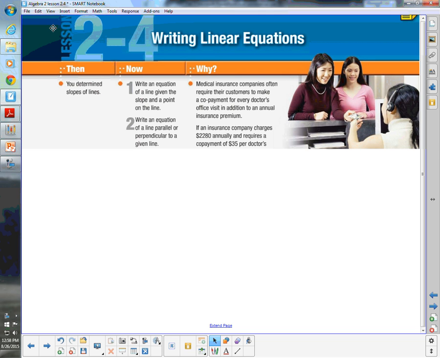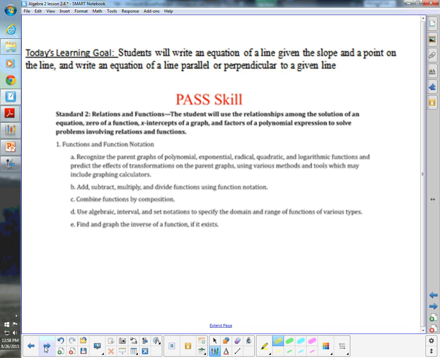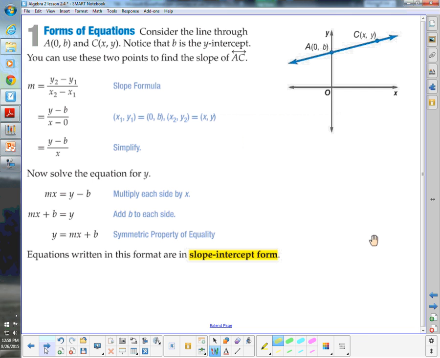Now you're going to have two pieces of information. The first piece of information that you might be given is a slope and a point on the line. All right? And then the other thing that they might do to you is just give you 2 points. From that you can find the slope because I taught you how to do that yesterday. Or they may ask for an equation of a line that's parallel or perpendicular to a given line. All right, past skills, and let's get started here.